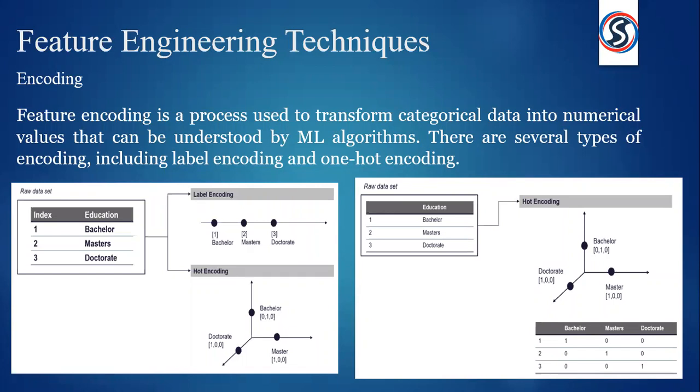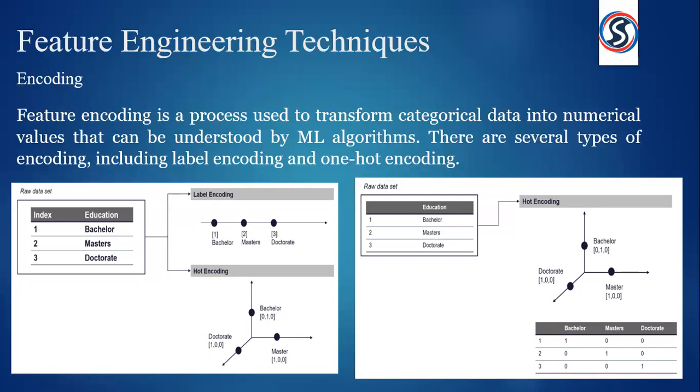There are several types of encoding, like label encoding and one hot encoding. The first one we will be seeing is label encoding. Label encoding mainly involves assigning a numeric value to each categorical value. For example, bachelor is assigned 1, masters is assigned 2, doctorate is assigned 3. Like this, it assigns a numerical value to each of the categorical values.